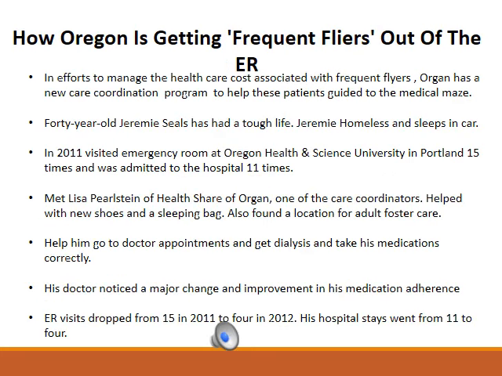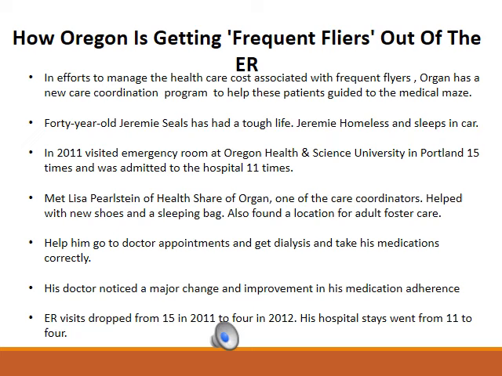So in this article, we're introduced to 40-year-old Jermaine Seals. And he states he's had a tough life and he's homeless. He sleeps in his car. And in 2011, he used the emergency room 15 times and he was admitted to the hospital 11 times. And it was in the emergency room where he met Lisa Perlenstein, who is with the Health Share of Oregon, part of the experiment of coordinating care for frequent flyers.